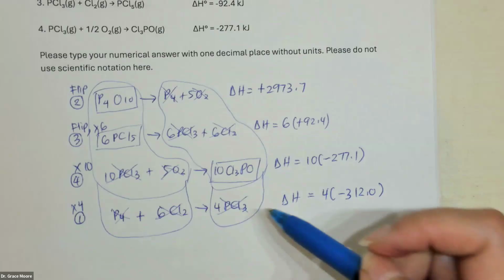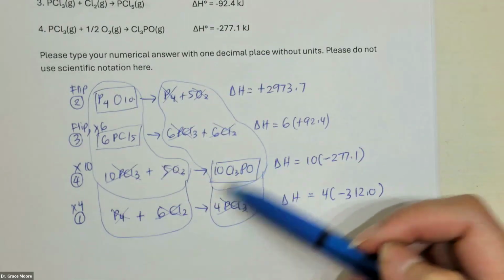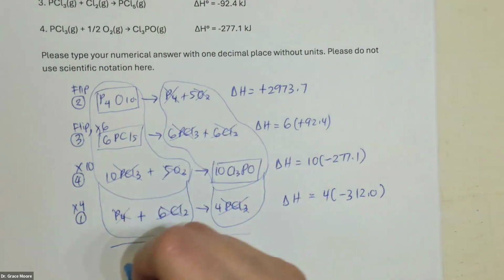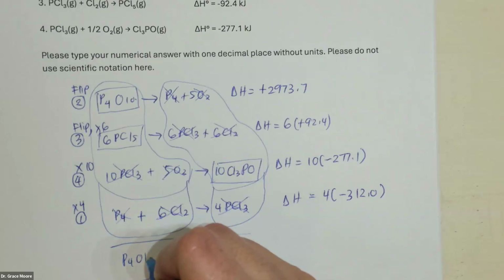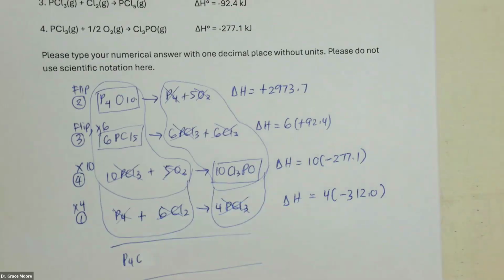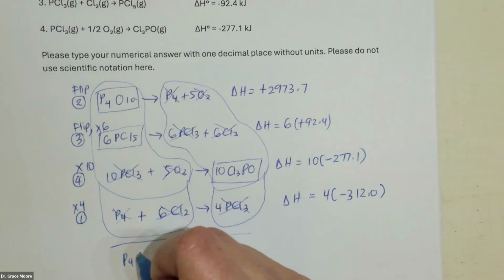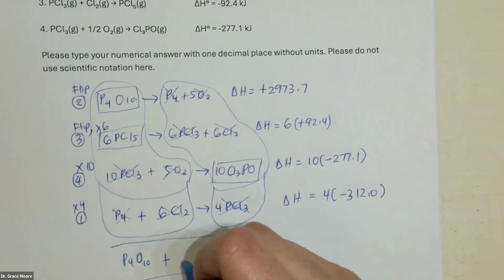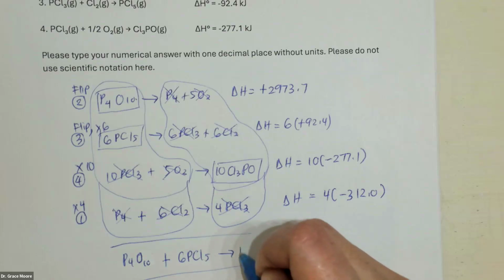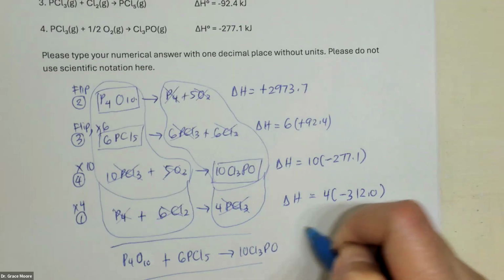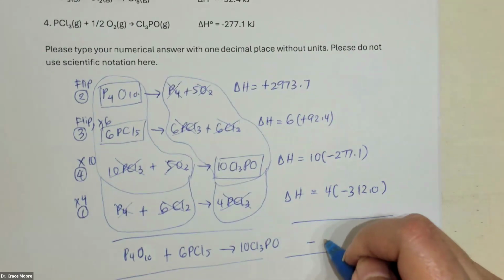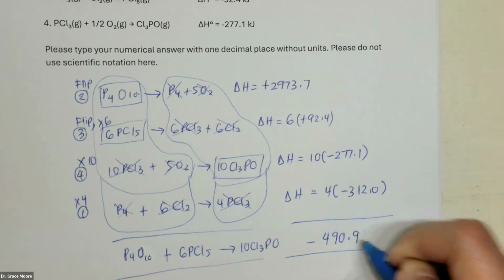Now that you know that it all cancels off and you get your required thing and all the extras are gone, you know the answer is okay because you get P4O10 plus 6 PCl5 goes to 10 Cl3PO. And your delta H will be all these 4 numbers added together. You should get negative 490.5.